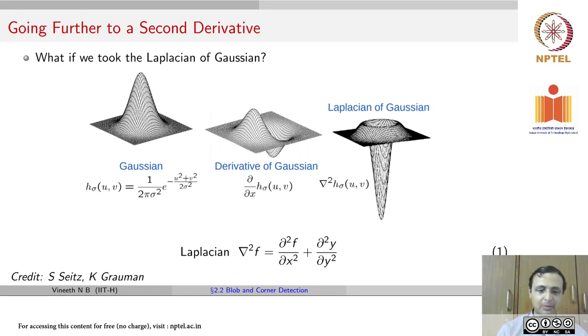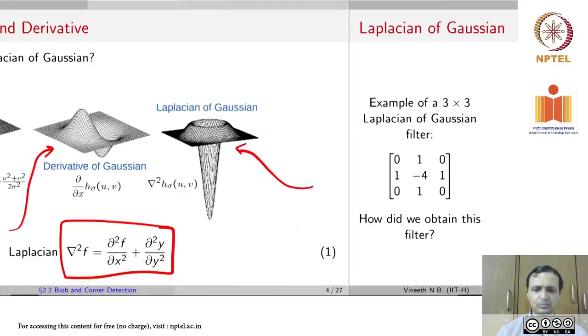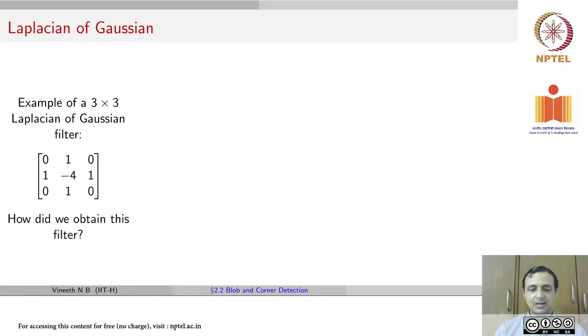So once again, just to recap, this is your Gaussian, this is your derivative of the Gaussian, and this is your Laplacian of your Gaussian, where the Laplacian we defined as grad square f is equal to ∂²f/∂x² plus ∂²f/∂y². Now, let's say an example of a 3x3 Laplacian of Gaussian filter is going to look somewhat like this, where you have a -4 in the center and 1, 1, 1, 1 in its nearest neighbors and 0, 0, 0, 0 in its next level of nearest neighbors.